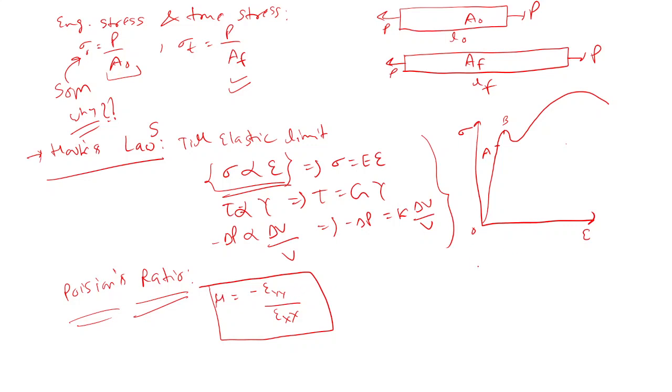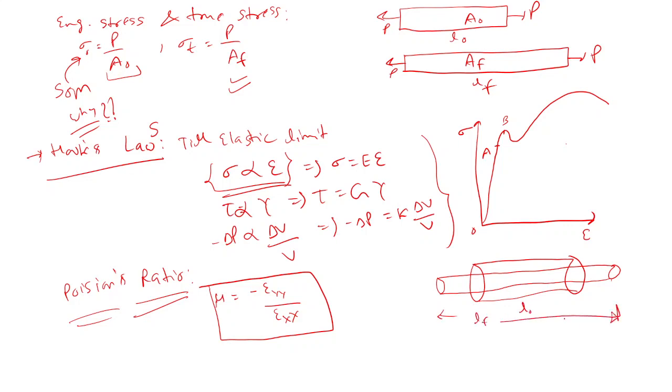For example, let's suppose this is the initial condition, and when we apply load, it becomes like this. This is L naught and this is L f, and this is D naught and this is D f. So what would be epsilon yy? It is D naught minus D f by D naught, with the negative sign taken. In the same way we can calculate the longitudinal strain and the lateral strain, and the ratio of that would be Poisson's ratio.